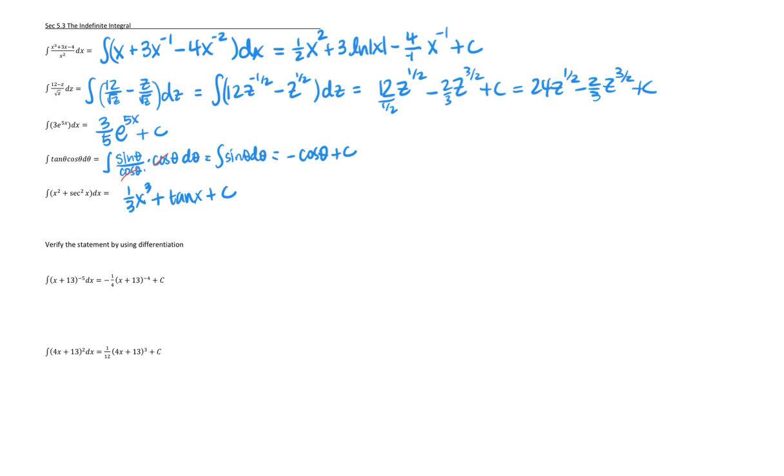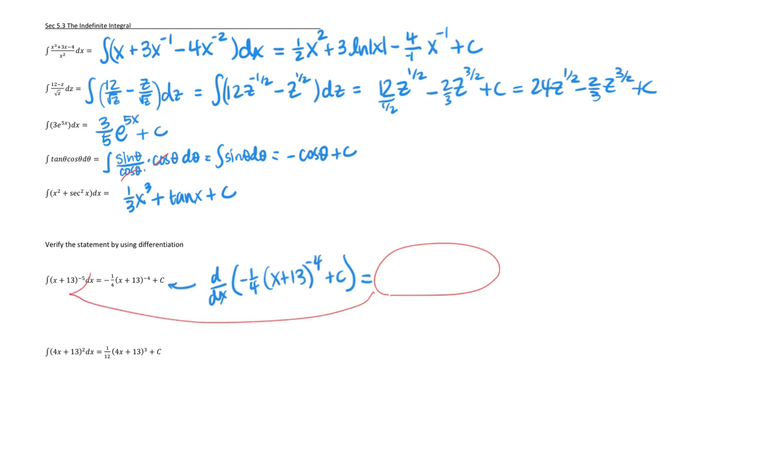Okay, so what I want to do, or using differentiation. So what I want to do is show that the derivative with respect to x of negative 1/4 x plus 13 to the minus 4th plus c. Well, what is that derivative? I want to show that that derivative is equal to this thing that's inside there. So let's try to show it, but we're going to use differentiation. So let's try it.